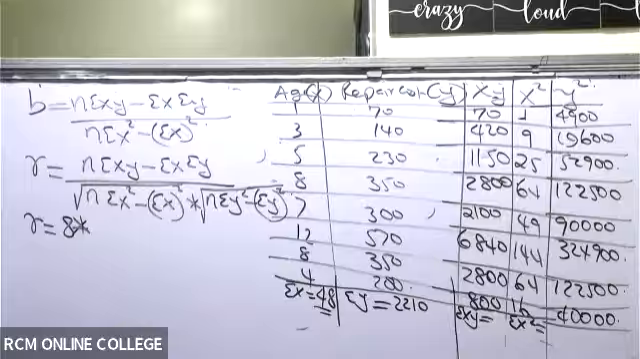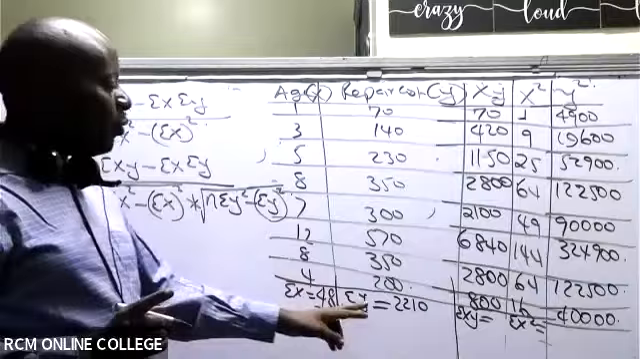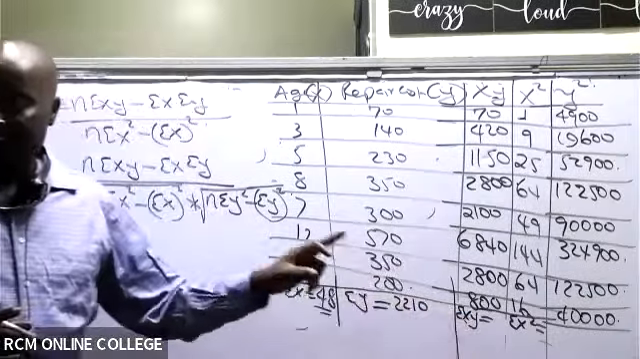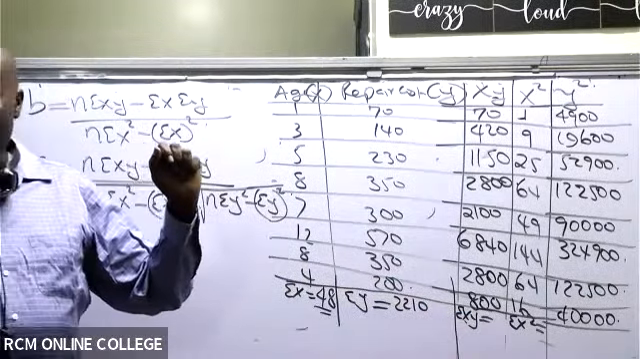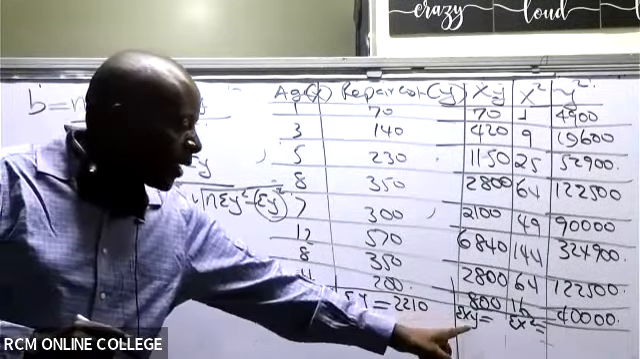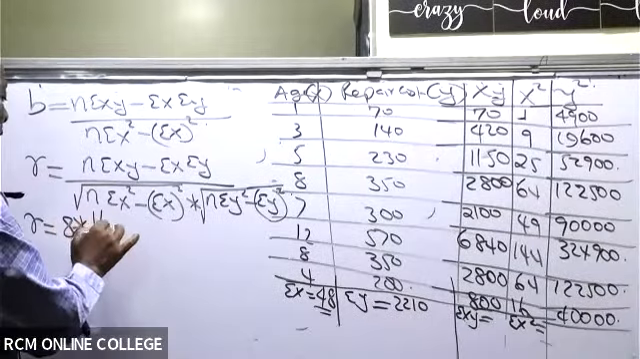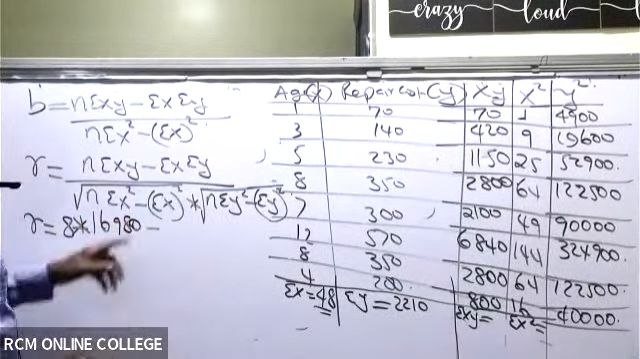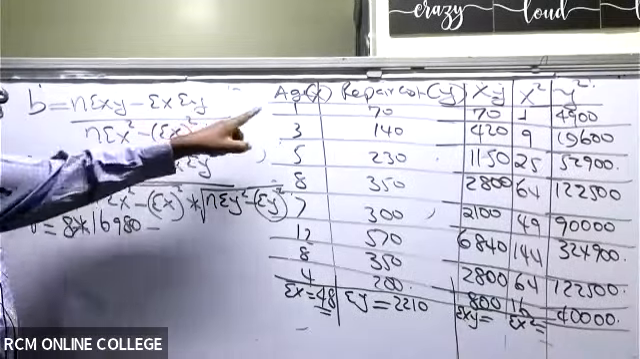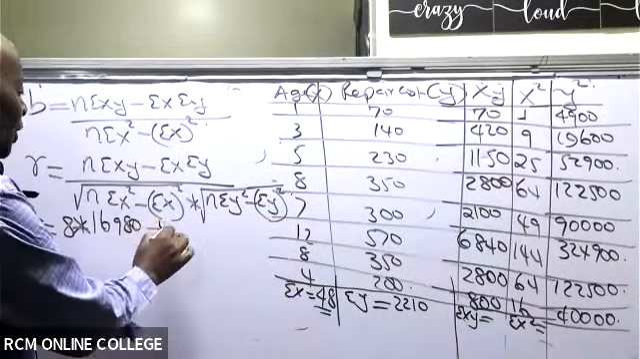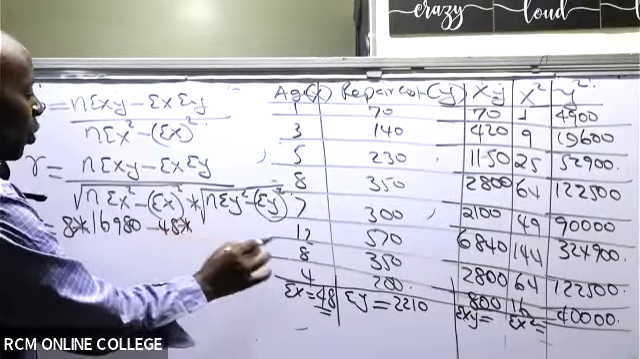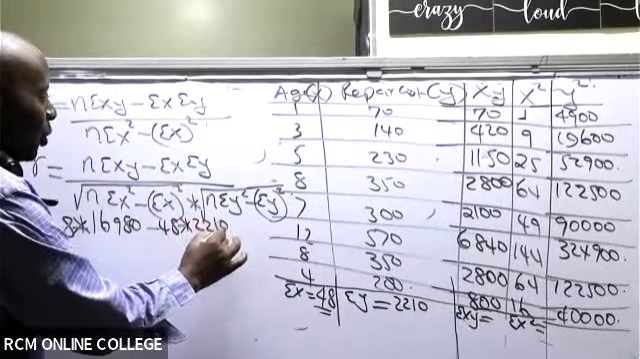Anybody who can remind Mwalimu the summation of xy would really be happy. Summation of xy, not sum of x alone, not sum of y. This xy was 16,980. Minus now summation of x times summation of y. Summation of x I have here, it is 48, times summation of y, which I have as 2210.